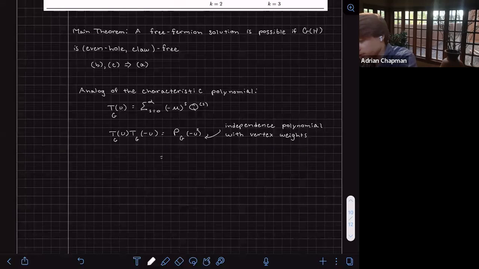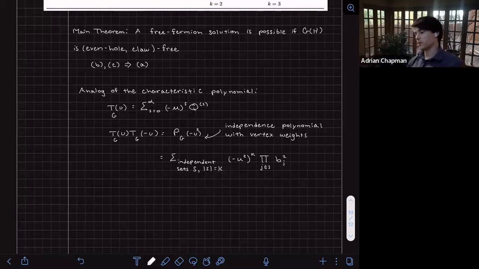And that is equal to the sum of all independent sets, times the product of J, sorry, with a coefficient. So in this case, it's equal to K minus U squared to the K, times the product of all J and S, times H sub J squared. So B sub J is the coupling coefficient on the term H sub J. So this is the weight on the Hamiltonian term, and it comes in with a square.